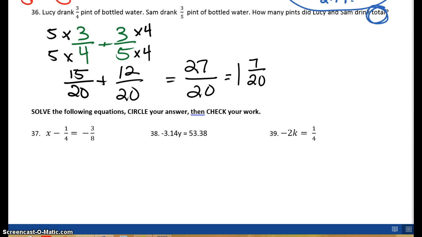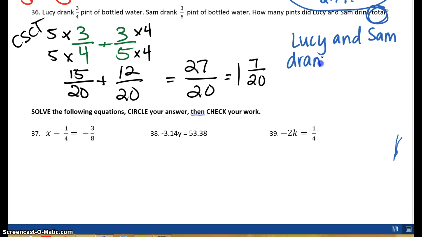Now again, complete sentence, complete thought. We're going to wrap in math once again for this word problem. So for our final answer, we should make sure we restate and answer the question. How many pints did Lucy and Sam drink total? Lucy and Sam drank 1 and 7/20 pints of water. And we are finished with that word problem.